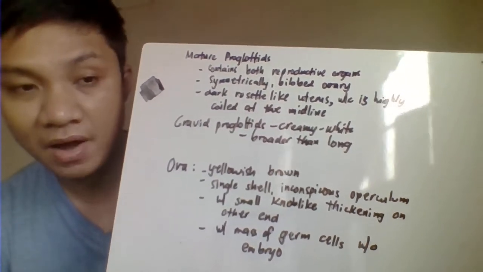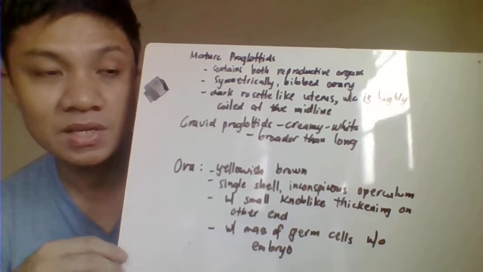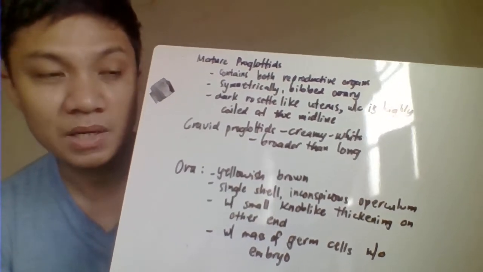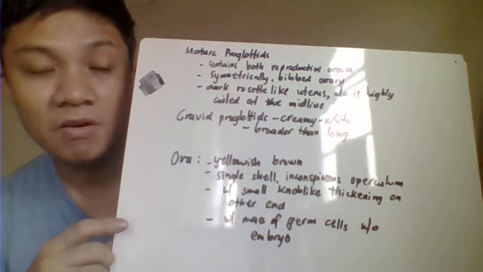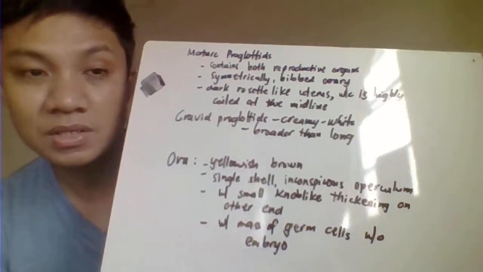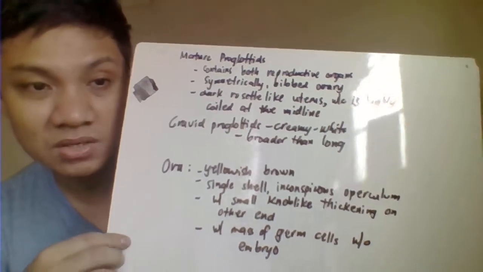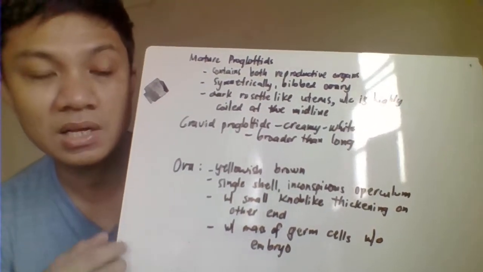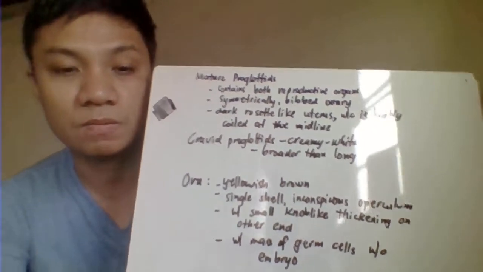Inside the ova, this contains a mass of cells without the embryo because again this one is immature compared with other ova which are already mature. Mean to say, pag immature siya, it still requires embryonation before it tries to hatch and liberate the next stage.